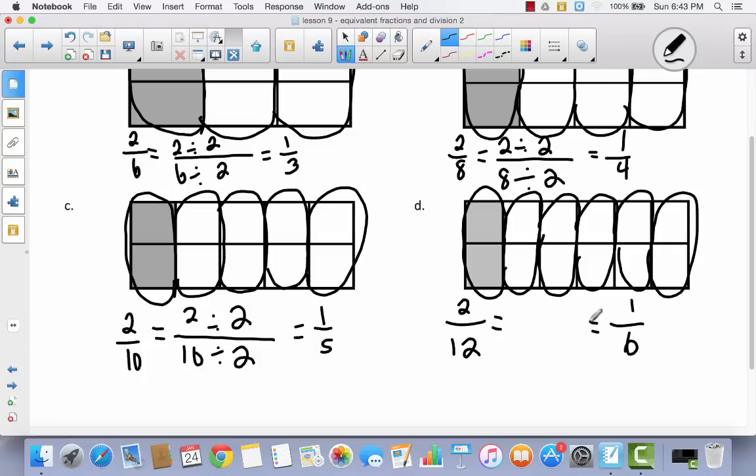So now I have to express this as a division sentence. So I've got 2/12, and I have to divide my numerator and my denominator by the same number. So in order to go from 2 to 1, I divide by 2. To go from 12 to 6, I divide by 2.